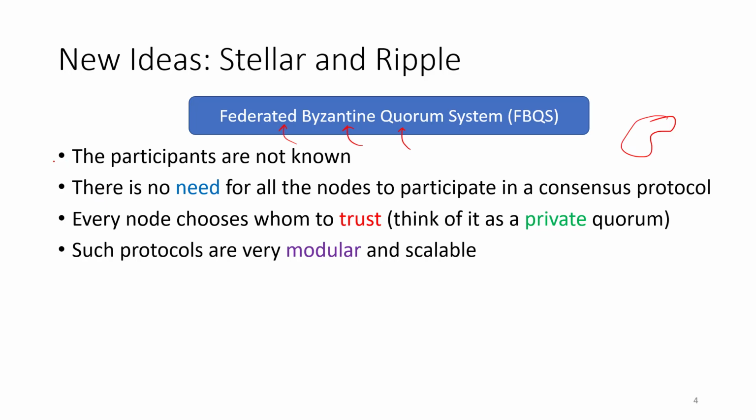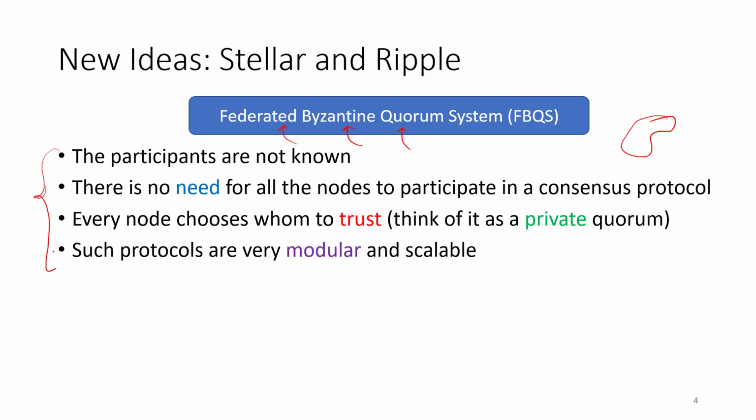But what are the key advantages? Why have Stellar and why not have others? Why are we discussing it? The biggest advantage of Stellar is that the participants are not known. Unlike many of the other protocols, which include Bitcoin and Ethereum, where at least the participants are known, or the network is known, or some multicast ID is known where you can send to all the participants.